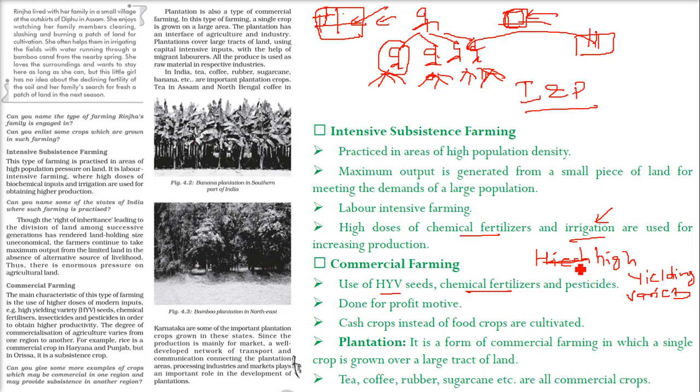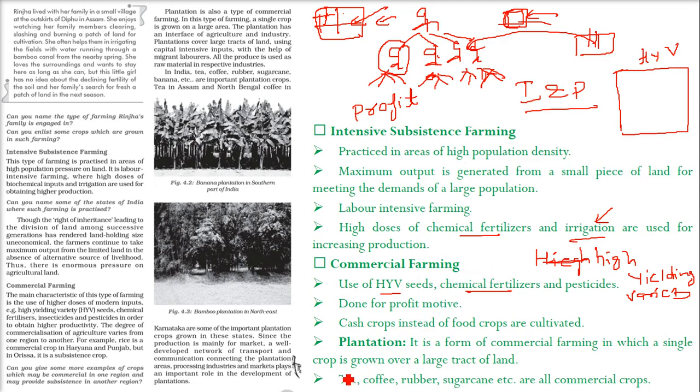They use chemical fertilizers and pesticides. So now we have a very big land, quite a substantial length and breadth of land. The owner uses HYV seeds, chemical fertilizers, pesticides, and the main thing why this farming is done, for profit, for money, for the revenue. That is, these crops which are being grown here, they are to be sold. So cash crops instead of food crops are being cultivated as commercial farming, right?